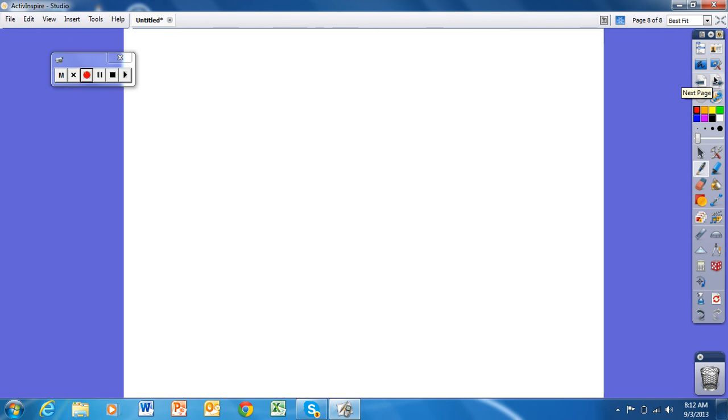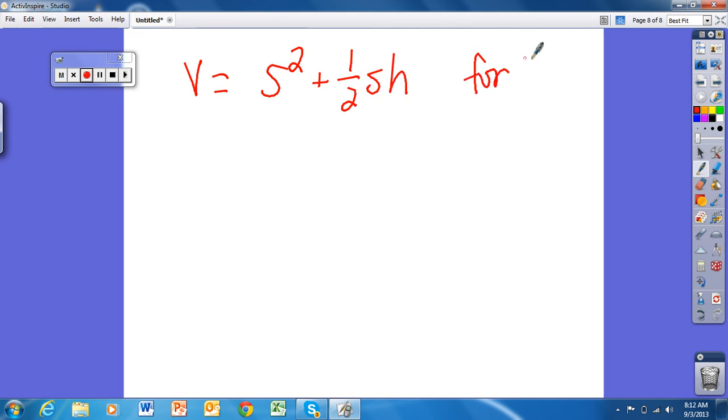Now we are going to talk about equations where you have to solve for a given variable. So for instance, v equals s squared plus 1/2 sh for h. Now this is tricky. These are kind of hard, but this is really important in science because you're always going to have to be able to do this. So we're going to practice a lot of these in class, but see what you can do by yourself. See if you can solve for h.